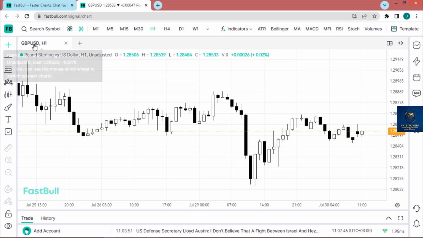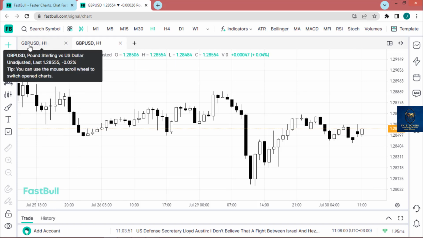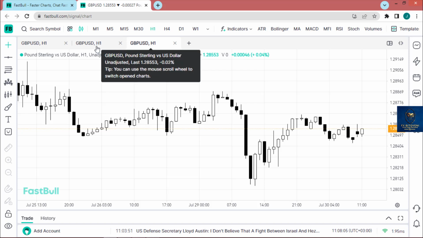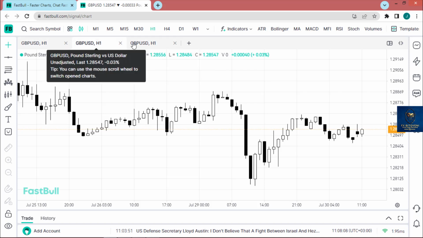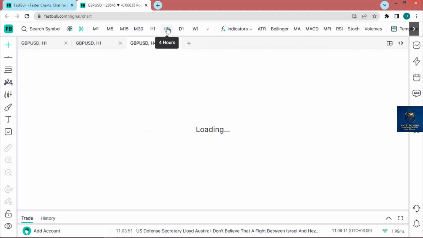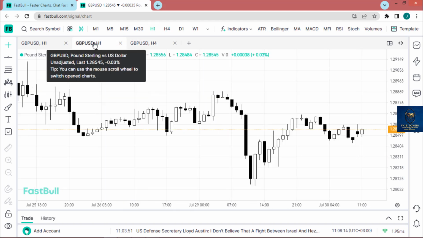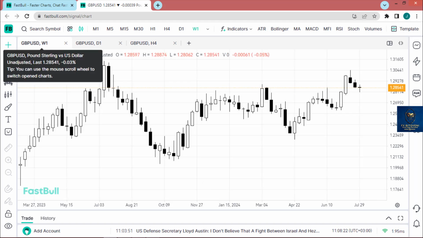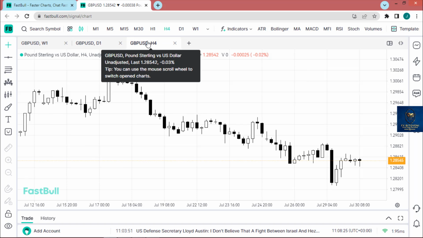For example, if I have a GBP/USD and I need to view GBP/USD again on 4 hour, maybe a daily, I will simply copy the chart. As you can see, I have a double chart, first chart, second chart. Then I can copy again, and I have another chart here. As you can see, we have different tabs. They are all showing the same time frame, but I can click on 4 hour here, maybe daily here, maybe weekly here. So I have GBP/USD on weekly, daily, and 4 hour.